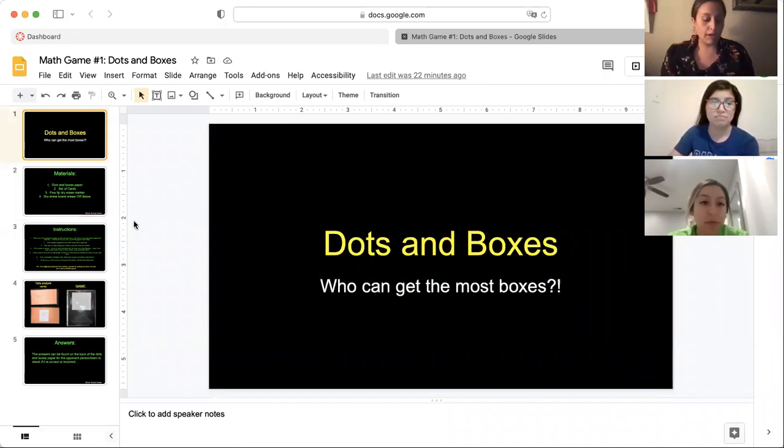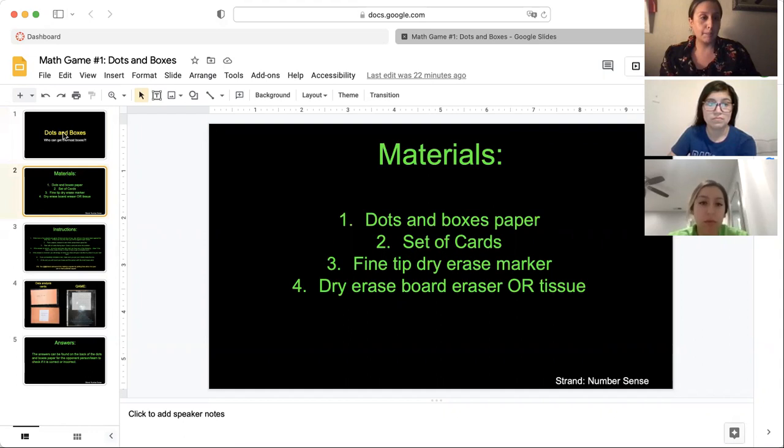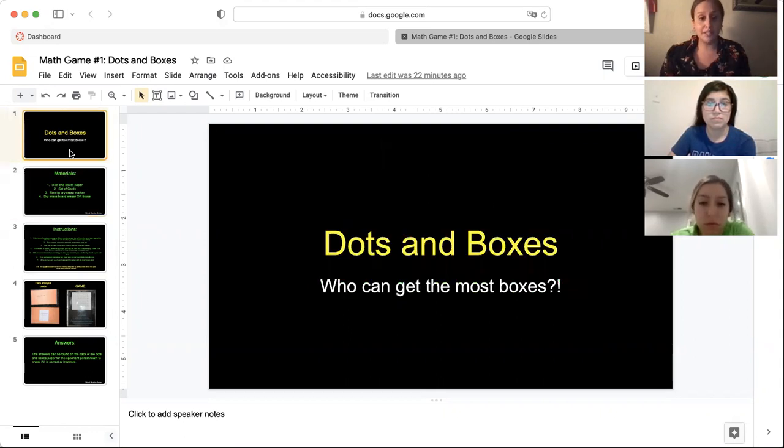Okay, so our strand was data analysis, which consists of frequency tables, dot plots, and stem and leaf plots. And my game is dots and boxes. That's what it's called. And we're going to see who can get the most boxes at the end. It'll make more sense once I explain the instructions.